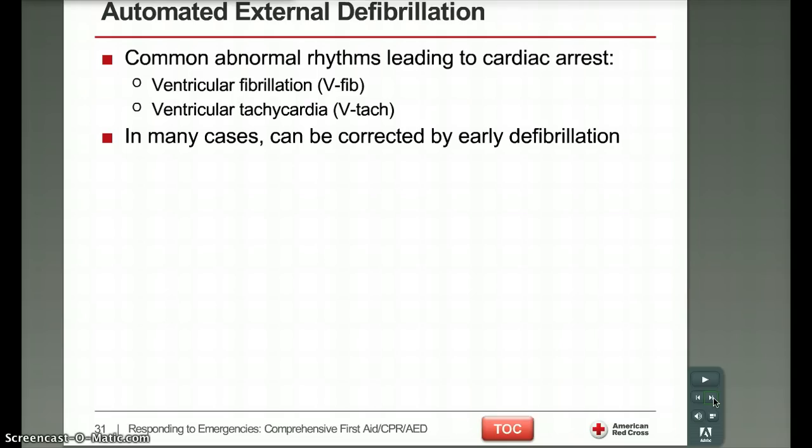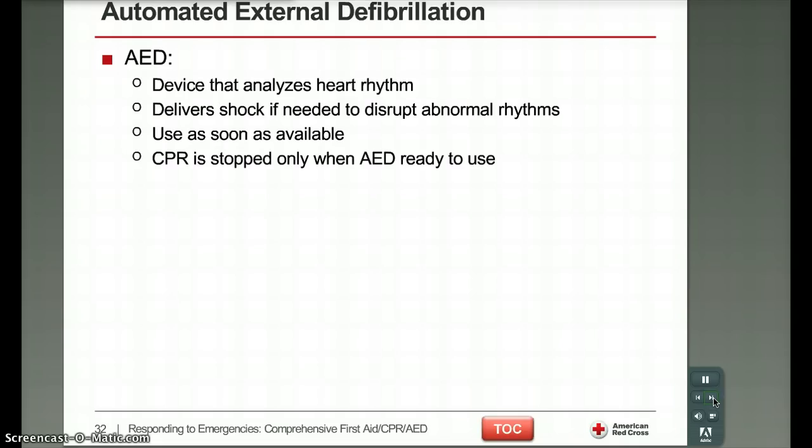So once again, the defibrillator is going to send a shock into the body, and it's going to take a heart that is either fluttering or beating too fast or too slow, and shock it to help that heart regain a normal electrical rhythm, so that it can adequately pump oxygenated blood throughout the body. The AED is a device that's going to analyze the heart rhythm.